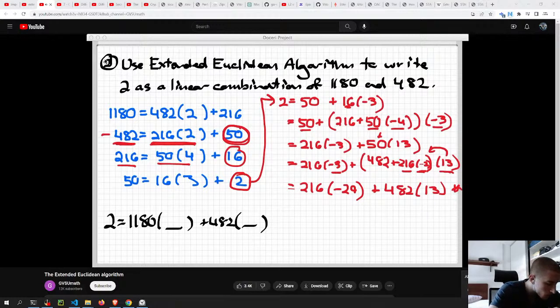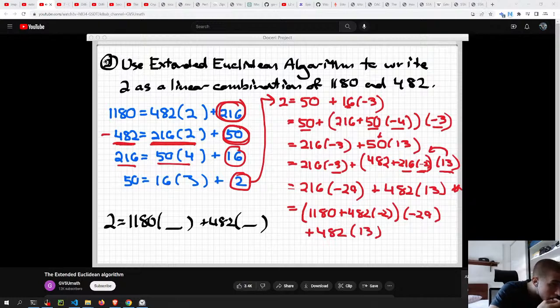Now, one last substitution step. The 216 here can be written as 1180 minus 482 times 2. So I'm going to do one last substitution, and I think we'll be close to done. The 216 is equal to 1180 plus 482 times negative 2. And this is all times negative 29. And this is also all plus 482 times 13. So now let's see where we end up here.